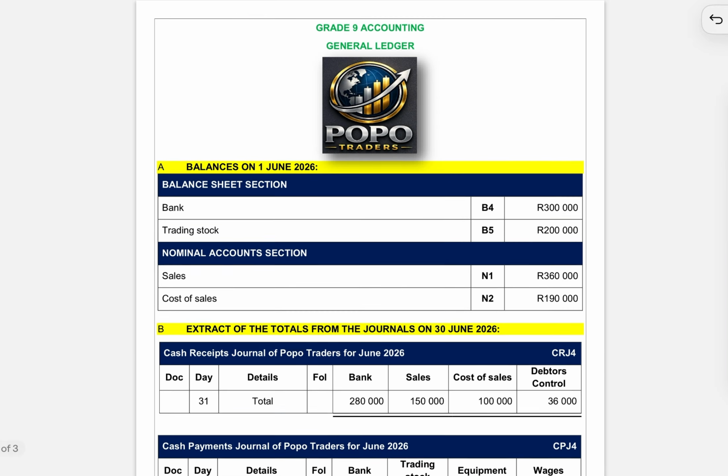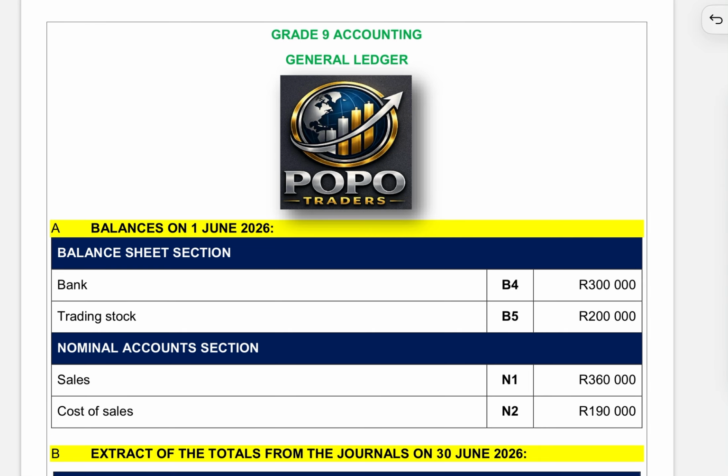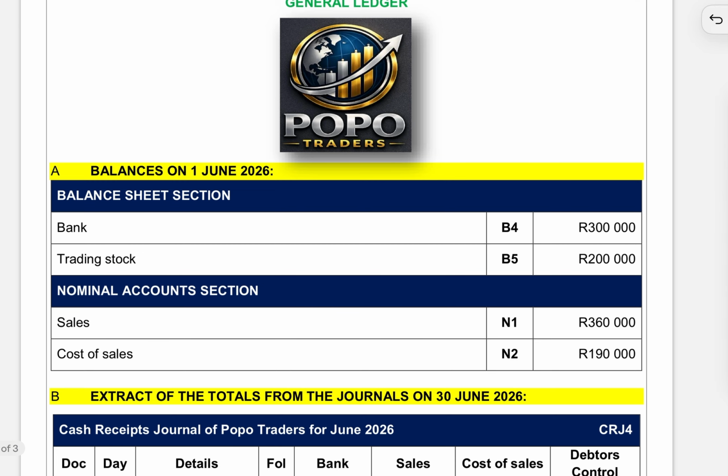So we are going to be looking at the information relating to Popo Traders for the month of June. Let's look at the information that we are given. One of the skills that you need to develop as an accounting student or as a bookkeeper is the ability to identify information and place information in the correct spaces. The information that we are given in information A is balances on 1 June 2026, which represents the beginning of the month of June.